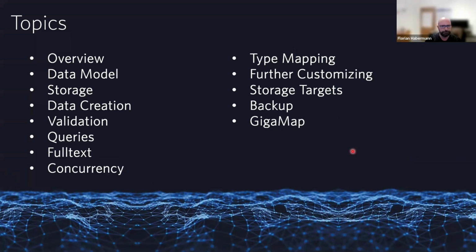And then after a short break, we'll go into some customizing stuff, like type mapping, what to do when your classes change, your code changes over time. We'll do some further customizing. We can explore what storage targets we support, and backup and so on. There are a lot of features we can cover as well. And in the end, I will give an outlook of new features which are coming up. Yesterday we started our beta program for the Enterprise Edition, where the new GigaMap is part of. And in the end, I will show you what the GigaMap can do and the key features of it.